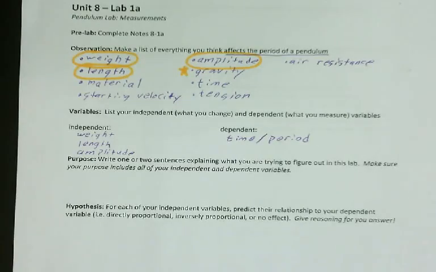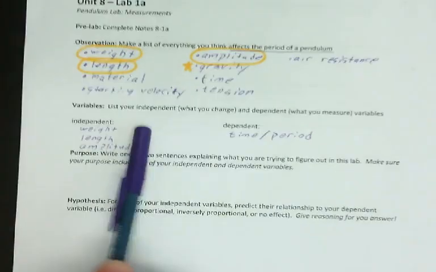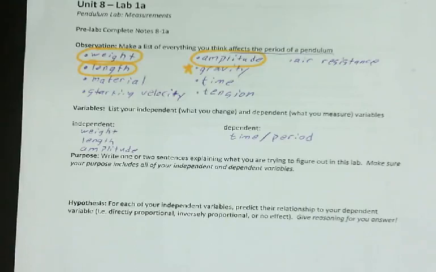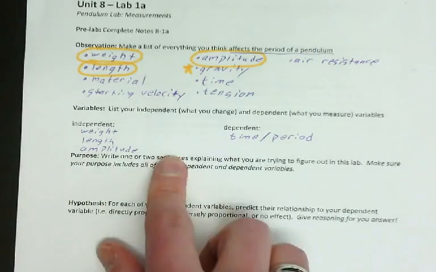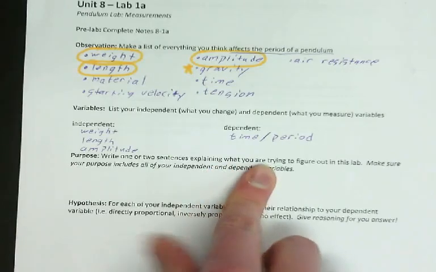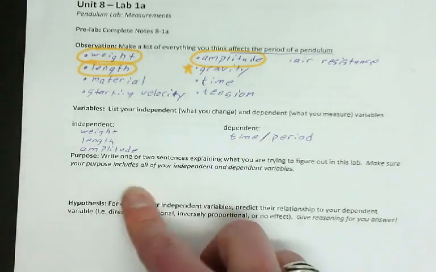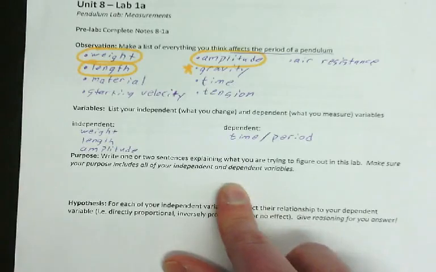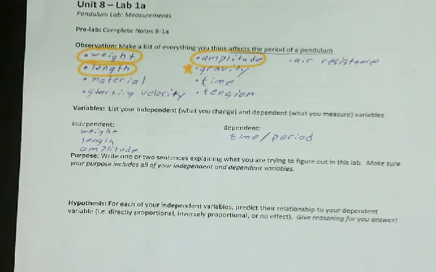Okay, so once you've come up with what you want to test, you now need to explain what you're doing, what the goal of the lab is. So write 1 or 2 sentences explaining what you are trying to figure out in this lab. Make sure your purpose includes all the independent and the dependent variables. So here's how you do a purpose statement. I'm going to write in purple the things you do every time, and I'm going to write in yellow the things that are specific for this lab.